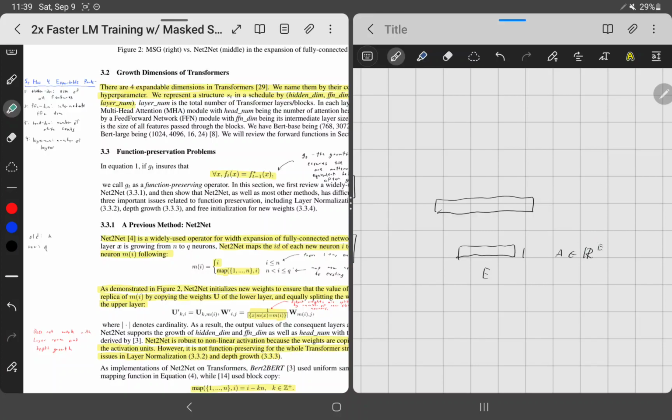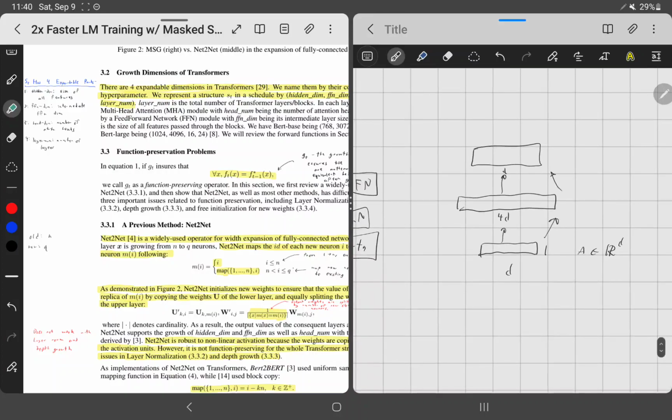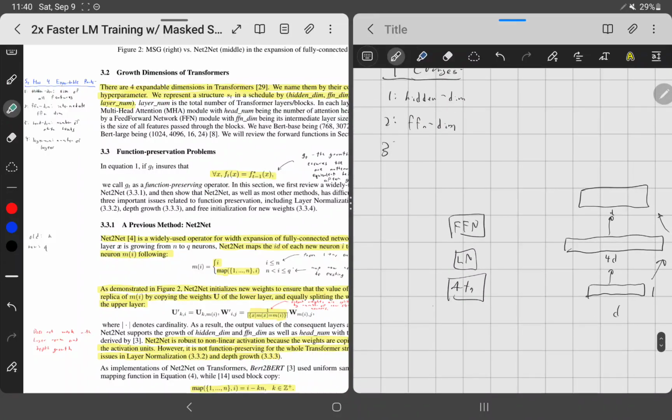And then you expand this. I'll call this D actually, to make it easier. You expand this, usually to 4D, something like that, and then you contract it to D again. It's just an inverse bottleneck. You increase the dimensionality and then decrease it. This dimension is what they're optimizing for.